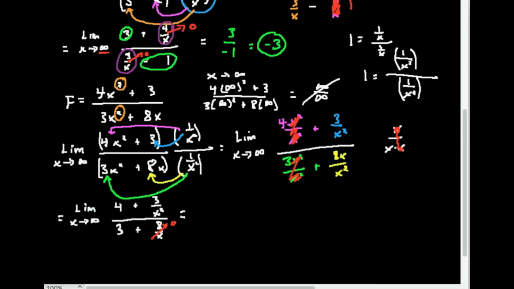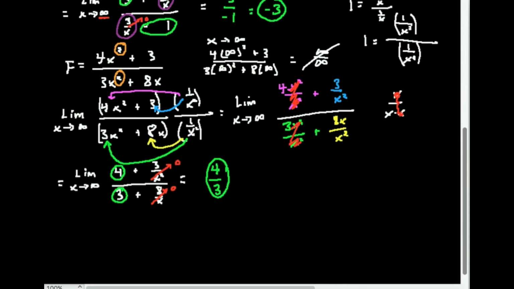Now, what about 3 over x squared? What happens as x goes to infinity there? Well, it could be 3 over x squared, 3 over x cubed, 3 over x to the 4th, 3 over x to the 5th. It's still something over x. So 3 over x squared, as x goes to infinity, is still 0. Okay, so then all I'm left with is a 4 here and a 3 here. So this limit is actually equal to 4/3. Okay, and that's the limit there.